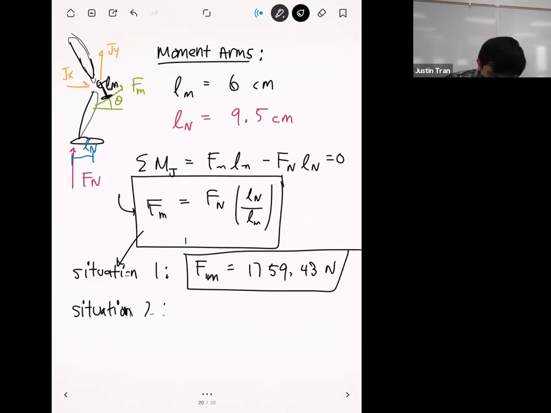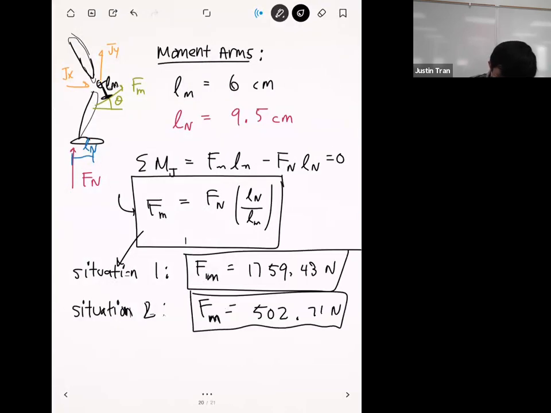Okay. Then we have situation 2. Remember, in situation 2 our legs are giving on us. And so that extends the amount of time that we have to stop our momentum, and that reduces our force by a significant amount. It also reduces the strain on your quadriceps as well. And so our muscle force in situation 2 is only going to be 502.71 newtons.